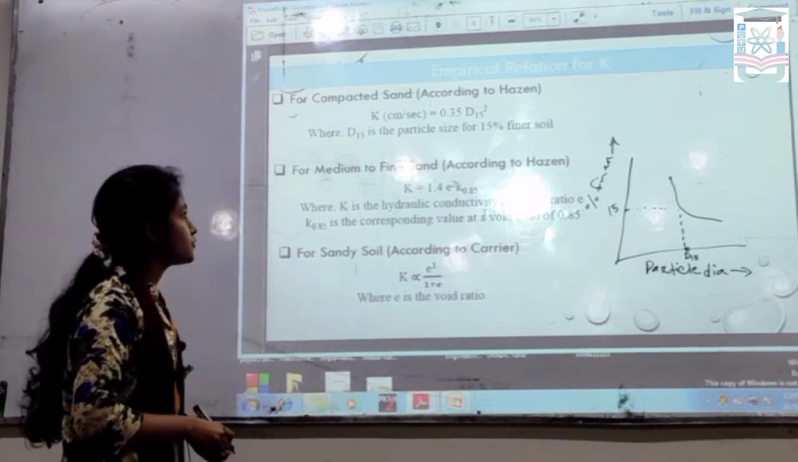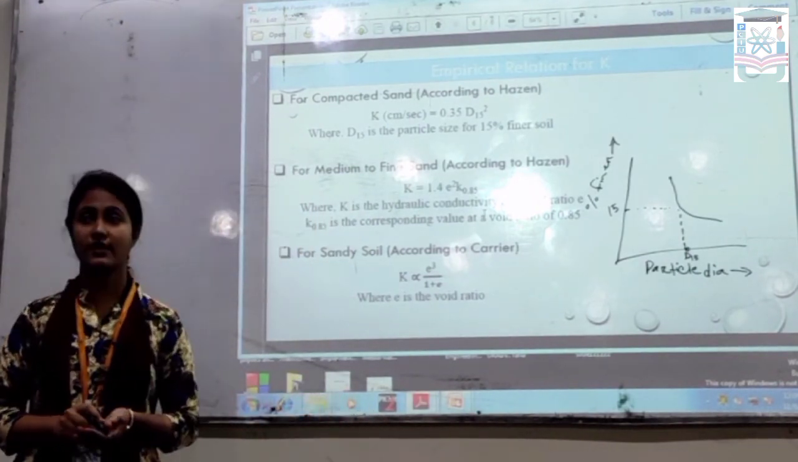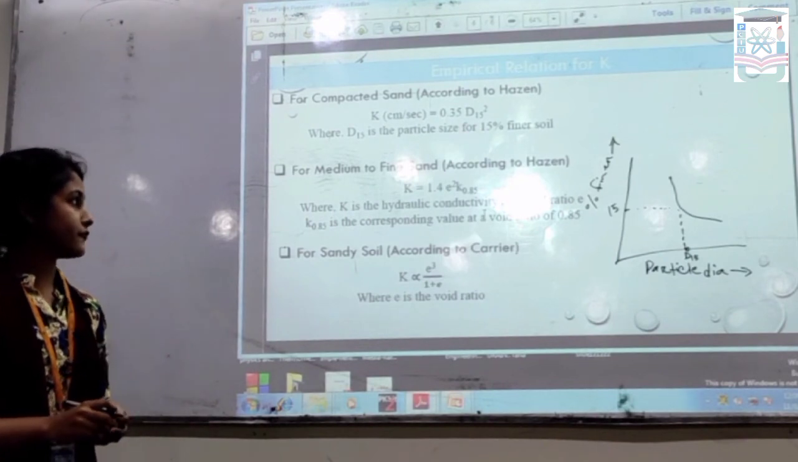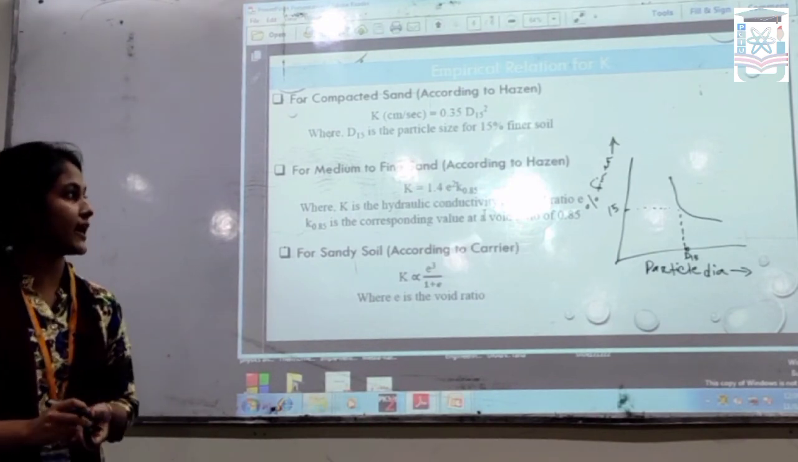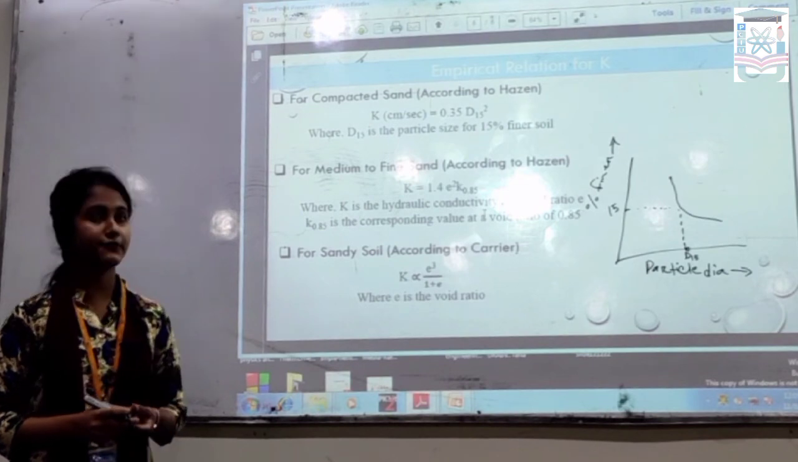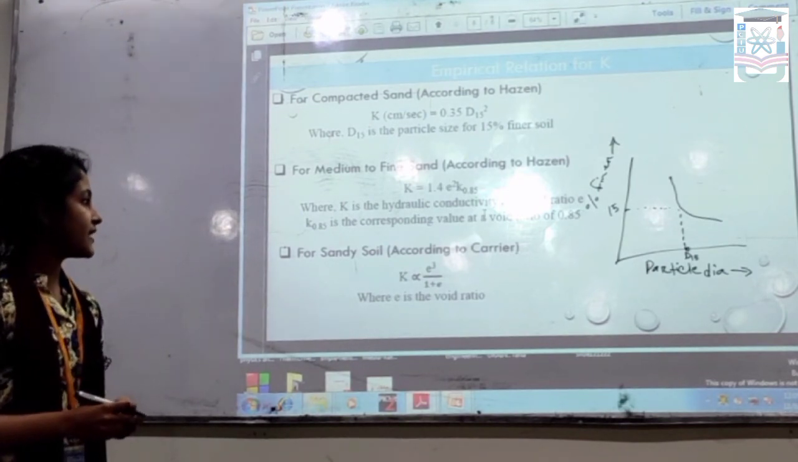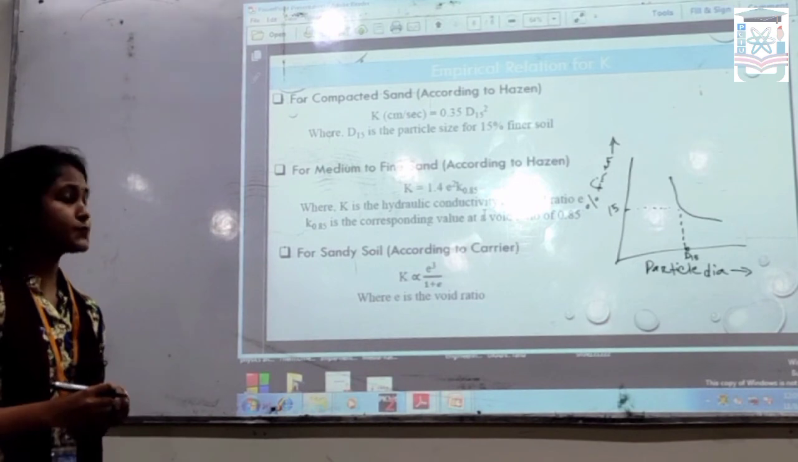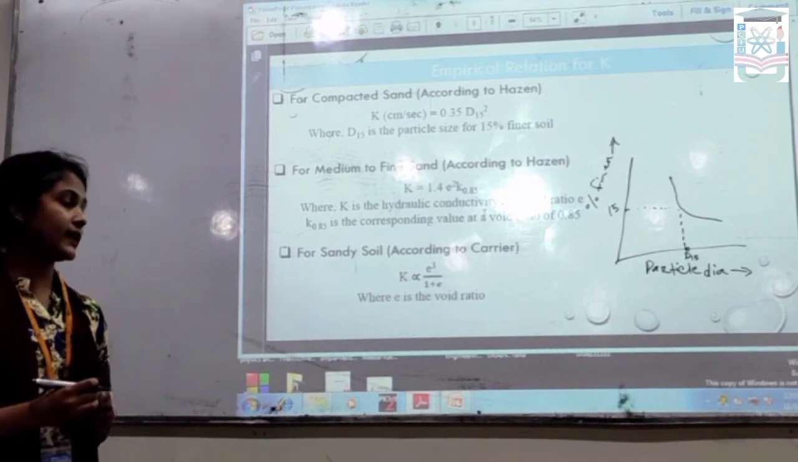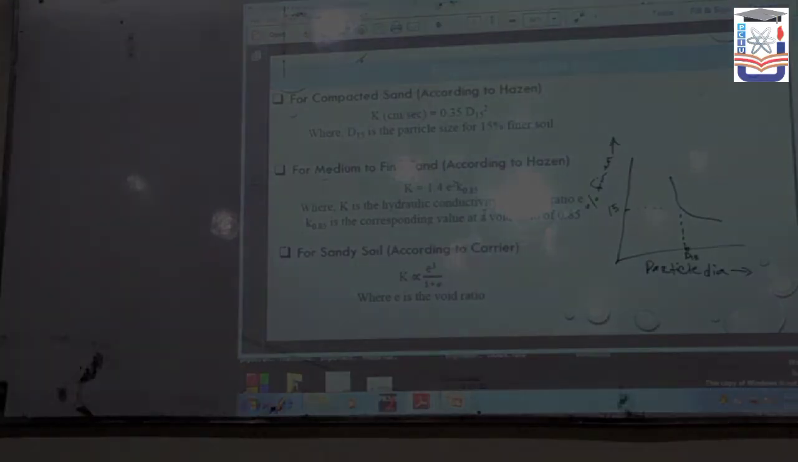For medium to fine sand, this is also from Hazen. K is equal to 1.4 e squared K0.85, where K is the hydraulic conductivity at a void ratio e, and K0.85 is the corresponding value at the void ratio of 0.85. For sandy soil, according to Kozeny-Carman, K is proportional to e cubed by 1 plus e, where e is the void ratio. Thank you so much.